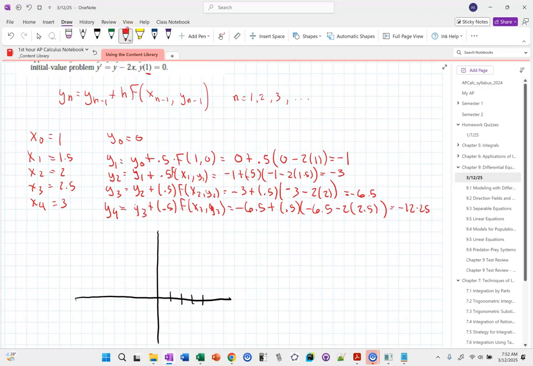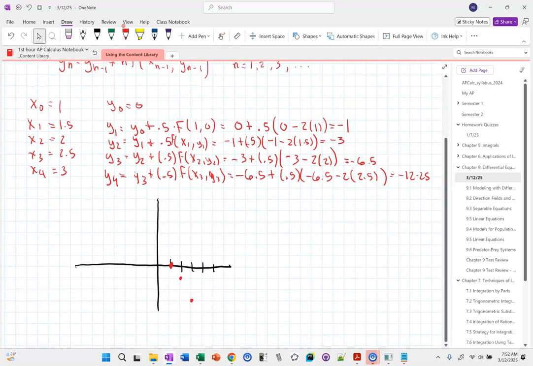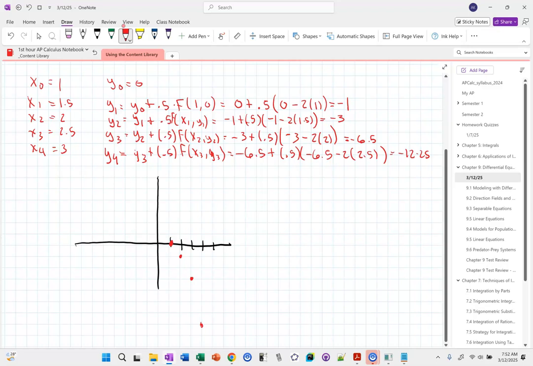So we had like 1, 0. So I have 2. And then I have 1.5, -1. And then I have 2, -3. And then I have 2.5, -6.5. You know, we get the idea, right? Each one of these is a piecewise linear segment, and that curve should approximate the solution to that differential equation.